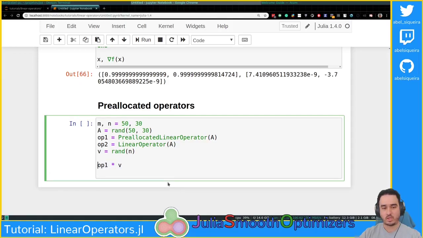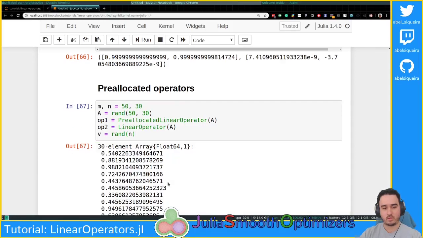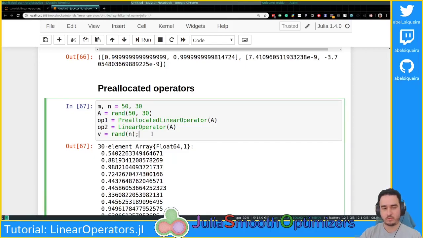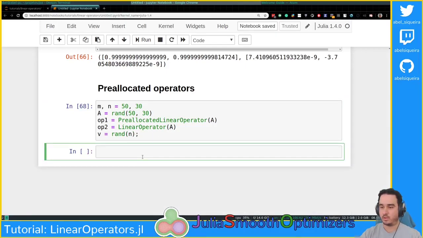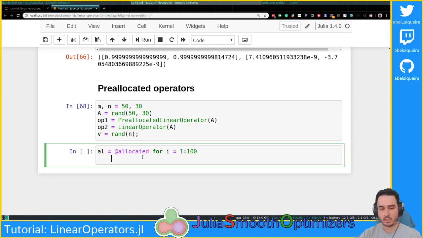So I'm going to use this to precompile. I don't need to precompile because I'm going to run this a couple of times. No, I need to precompile. If I run it in the same block.